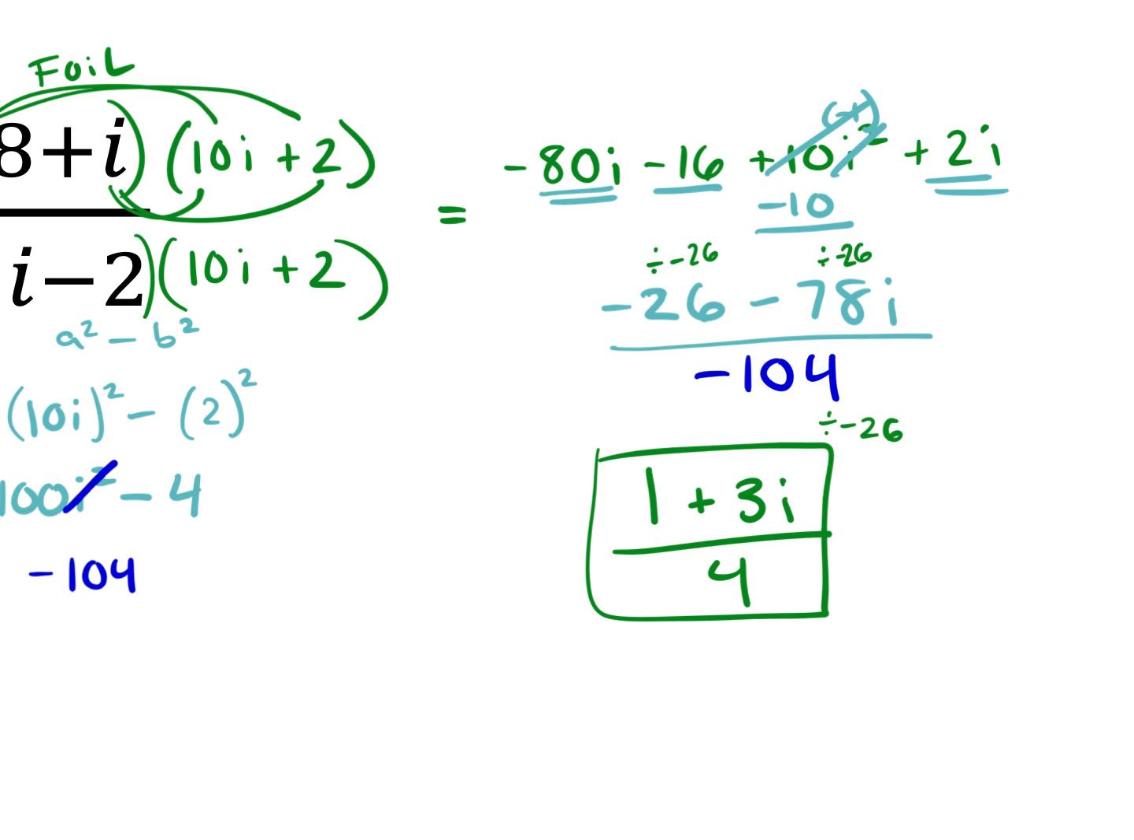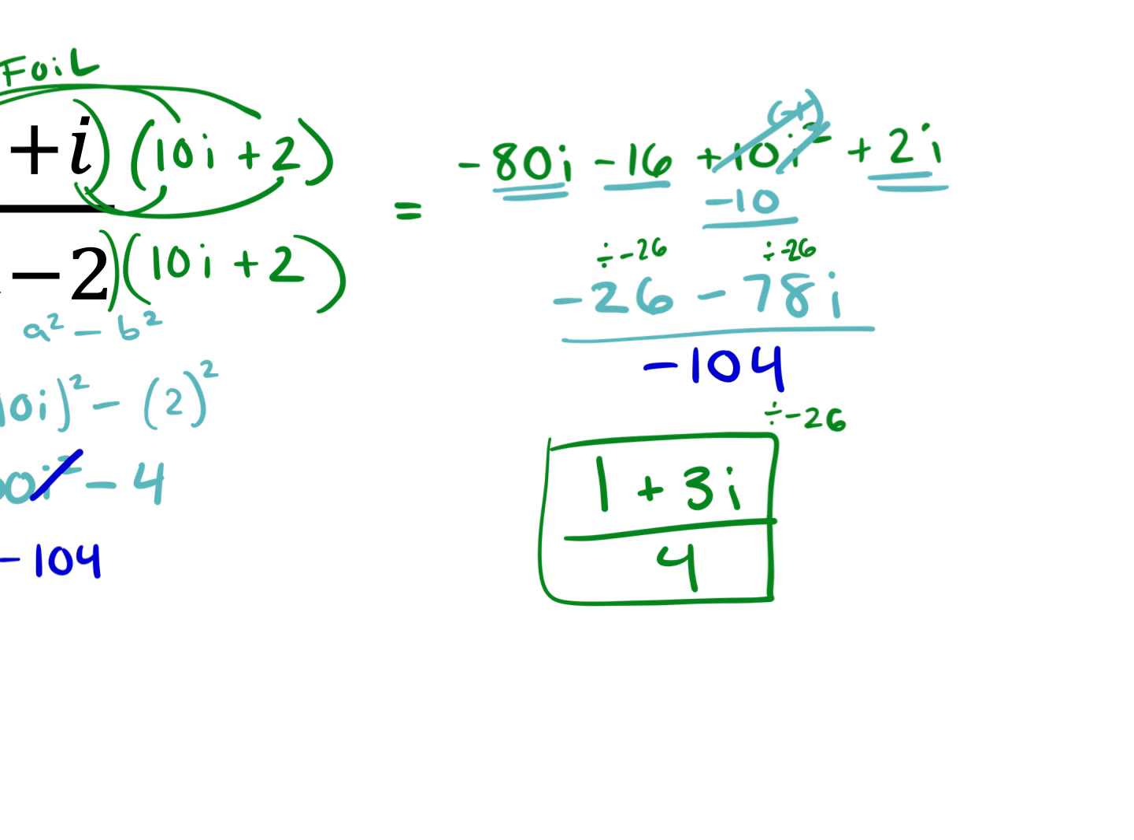I know WebAssign made you separate it. If you want to separate it, that's fine, or you could leave it together. Either way works. So it'd be 1/4 plus 3i over 4. Either way, you can just leave it as one fraction. Just make sure you simplify your fraction.